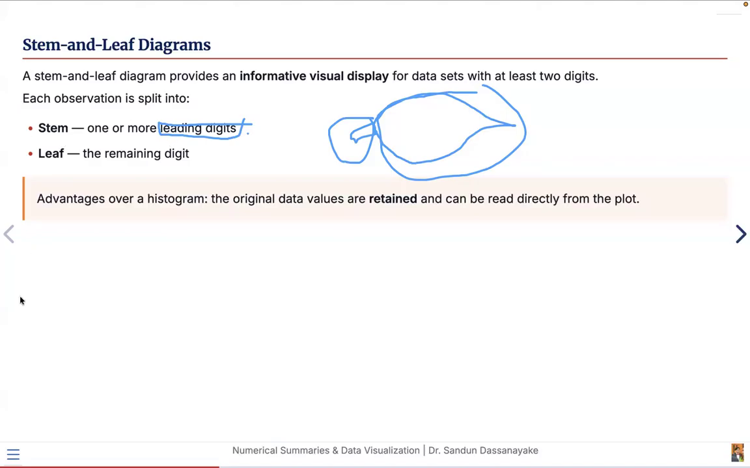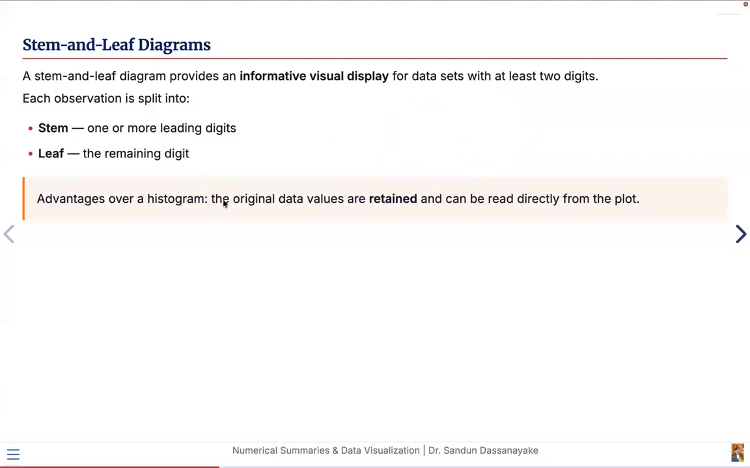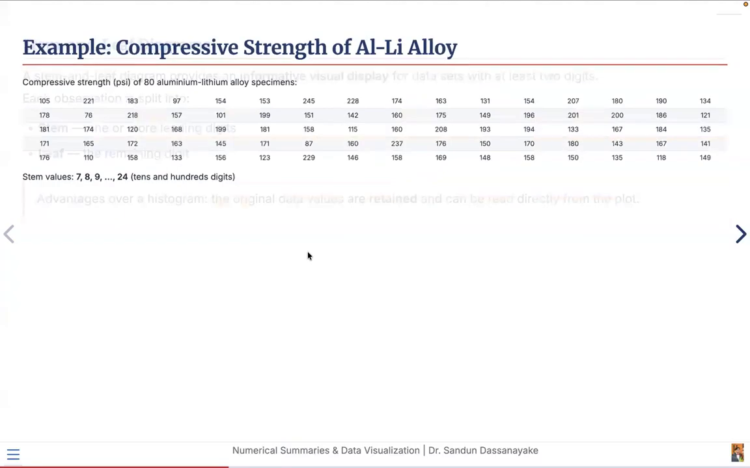It's a very interesting thing which was used in the past. Now you don't necessarily need it in our data analysis tasks, but it's very interesting. So let's look at the example: compressive strength of aluminum lithium alloy. Look at the values here. We have exactly 80 values. Let's check: 1, 2, 3, up to 16, and 5 rows. 16 times 5 is 80. So we have 80 values here.